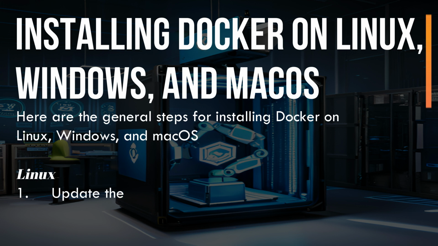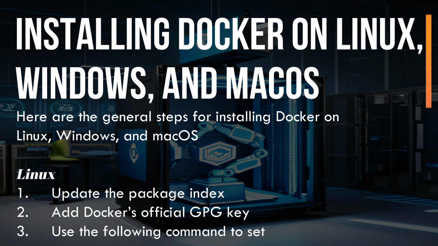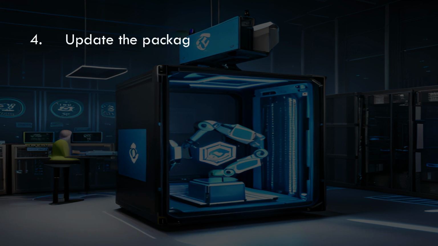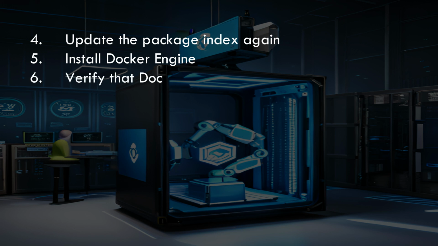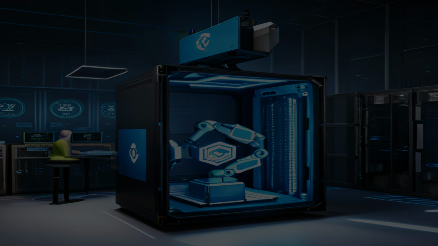Linux. 1. Update the package index. 2. Add Docker's official GPG key. 3. Use the following command to set up the stable repository. 4. Update the package index again. 5. Install Docker Engine. 6. Verify that Docker Engine is installed correctly by running the Hello World image.